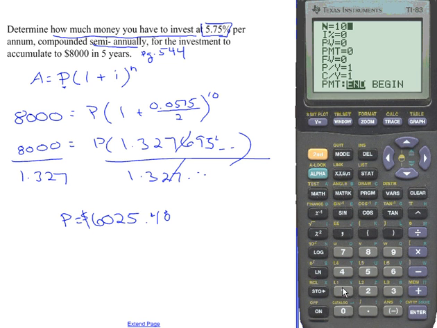So our N was 10, our I, this time we leave it as the annual interest rate. When you're using your TVM solver, you don't have to divide it by 2, and you leave it as a percent, you don't convert it to a decimal. PV, present value, that's what we start with. That's the value that we're looking for here. Payment, we don't have any in this question. Future value, we want to know when it equals 8,000.